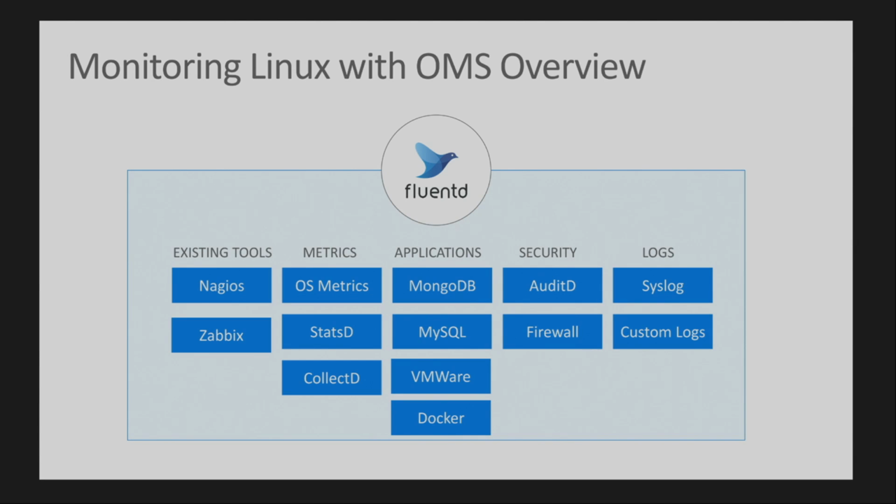So a quick overview before we jump into demos: what does the overview of monitoring look like? You can see there's the FluentD agent. This is the first-party agent that we deliver. We first take in existing tool sets like Nagios and Zabbix, so bring those alerts in without deploying to every single box. Metrics, where you have the operating system metrics as well as custom things such as StatsD and CollectD. You have application monitoring. So just a first foray into it, over the past 2-3 months, we've made a MongoDB solution, a MySQL solution, VMware, Docker, as well as security pieces. So AuditD, all the tracks that are going on in the operating system, as well as firewall logs.